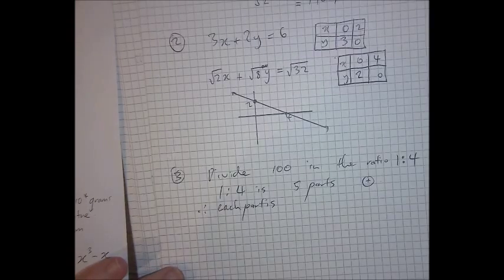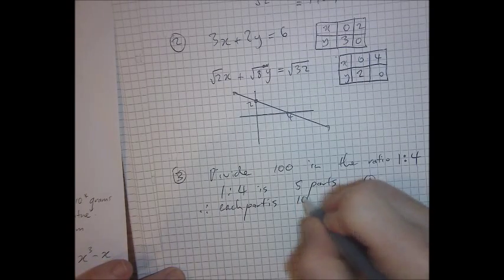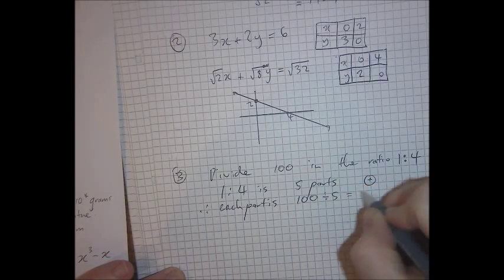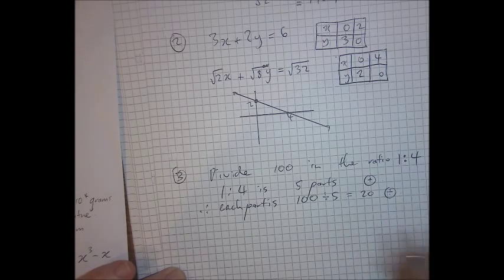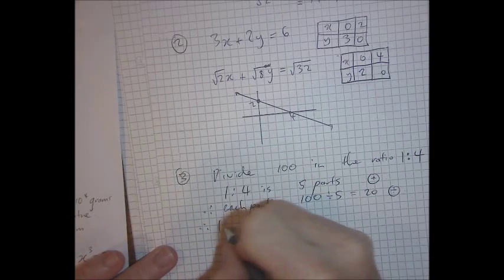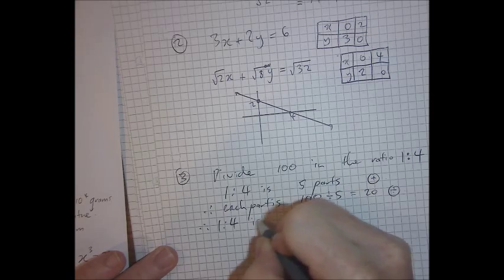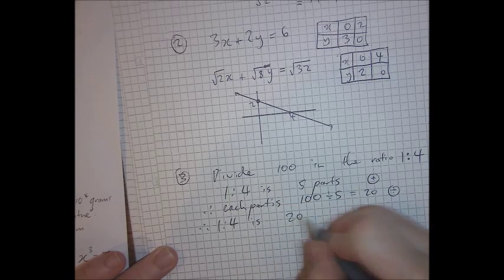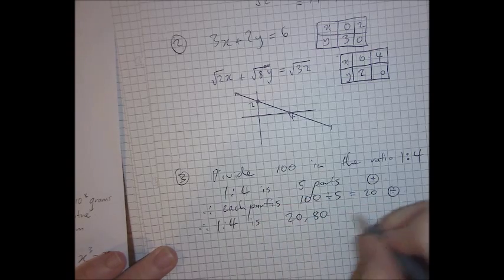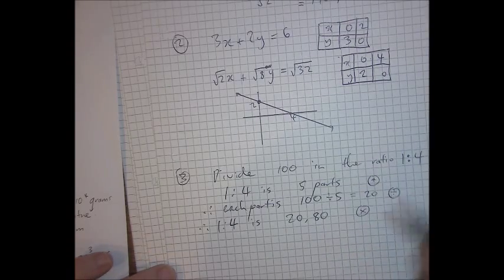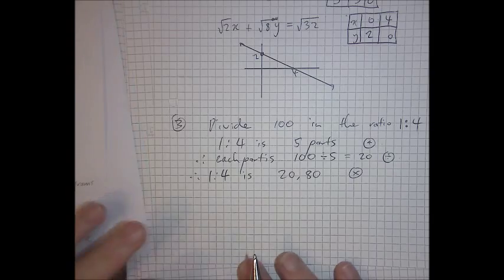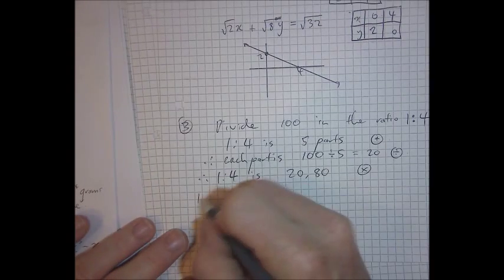Then I say, therefore, each part is 100 divided by 5 equals 20. That's dividing. And then I say, therefore, 1 to 4 is 20, 80. And that's multiplication. If I add, divide, and multiply in the easier problem, I'm also going to add, divide, and multiply in the harder problem. So let's do the real problem.